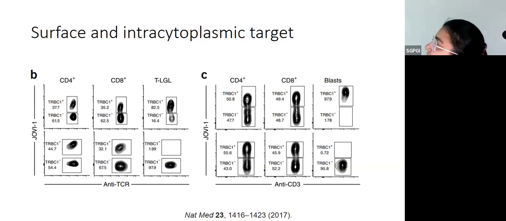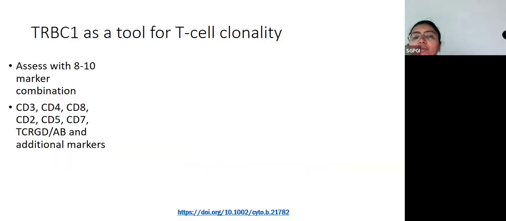On the right is an example of an acute lymphoblastic leukemia. When you look at all the blasts, you see that they either express TRBC1 or, in another case, they lack TRBC1 expression, which means that you can use it right from ALL to lymphomas. Till now, most of the published papers are for lymphomas.